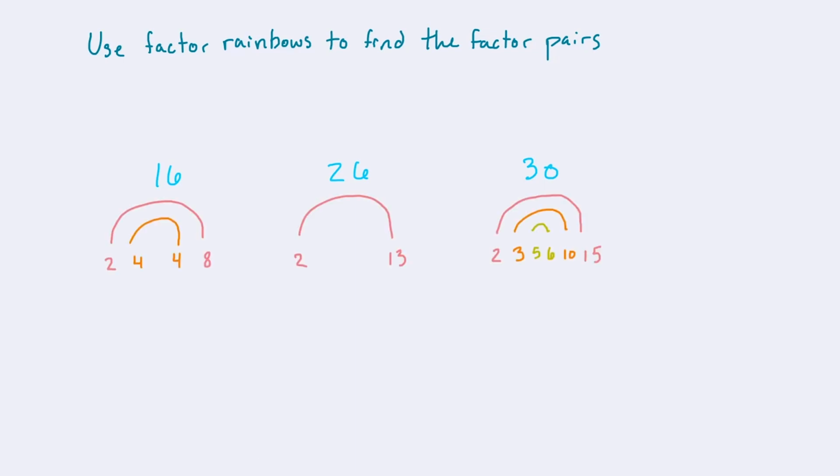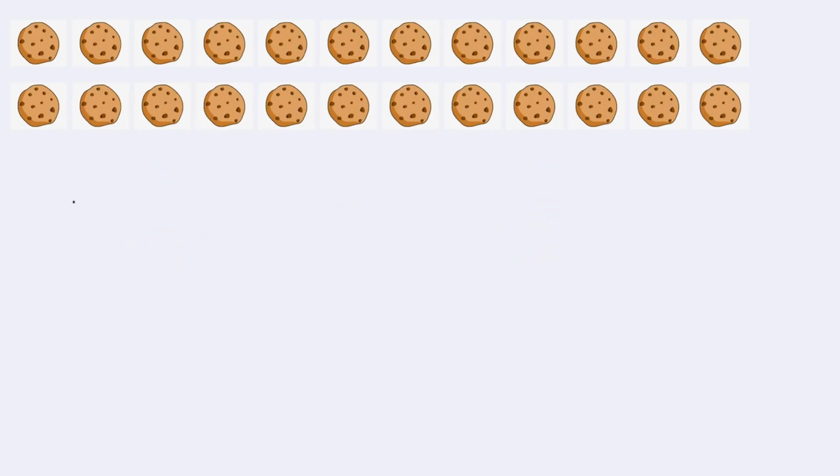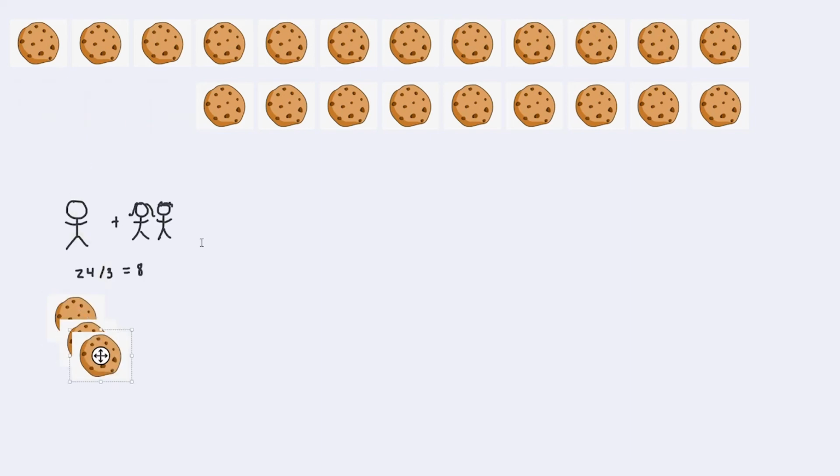Okay, so now we know how to factor. So what? When will this be useful? Let's try a real-world example. Say you just made 24 cookies and you want to share it with your friends and family. How many different ways can you equally divide these cookies among people? You can solve this using factor pairs. Now if you share with 2 close friends, you and them should each end up with 8 cookies.